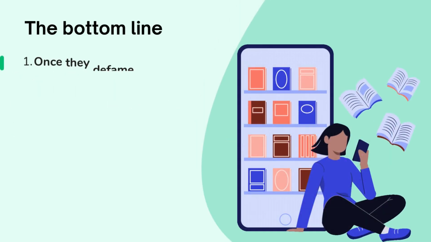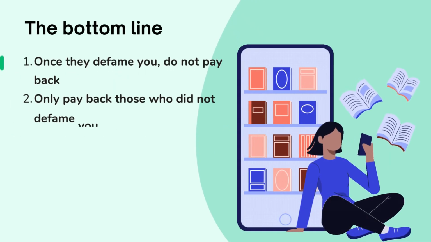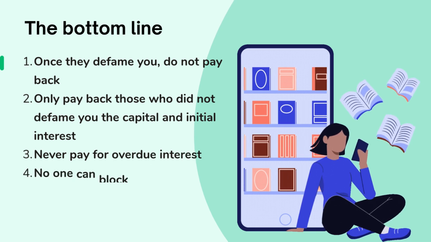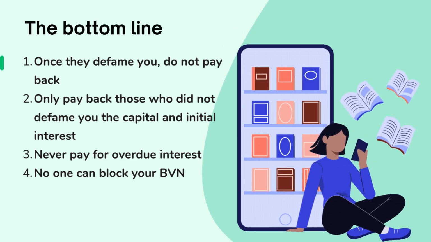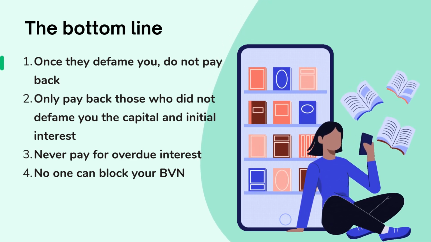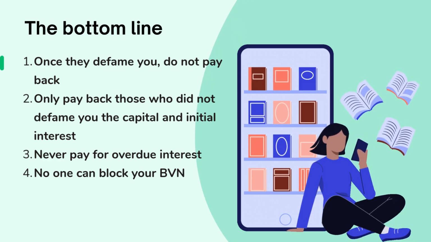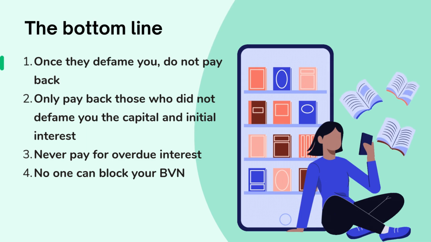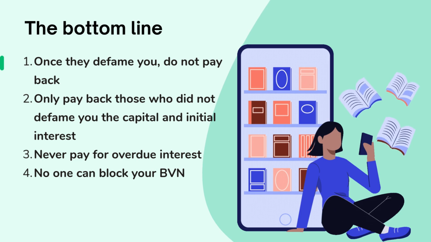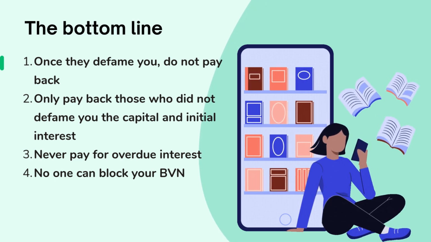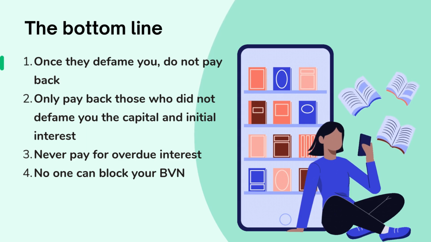So the bottom line is, once they defame you, do not pay back. Only pay back those who did not defame you and return their capital and interest. Never pay for overdue interest. Instead, just pay their capital and the initial agreed interest, and close the case. You can now finish paying loan apps because they are designed to destroy and ruin your finances. Nobody can succeed with 30% interest in 1 month. No business can succeed like that.